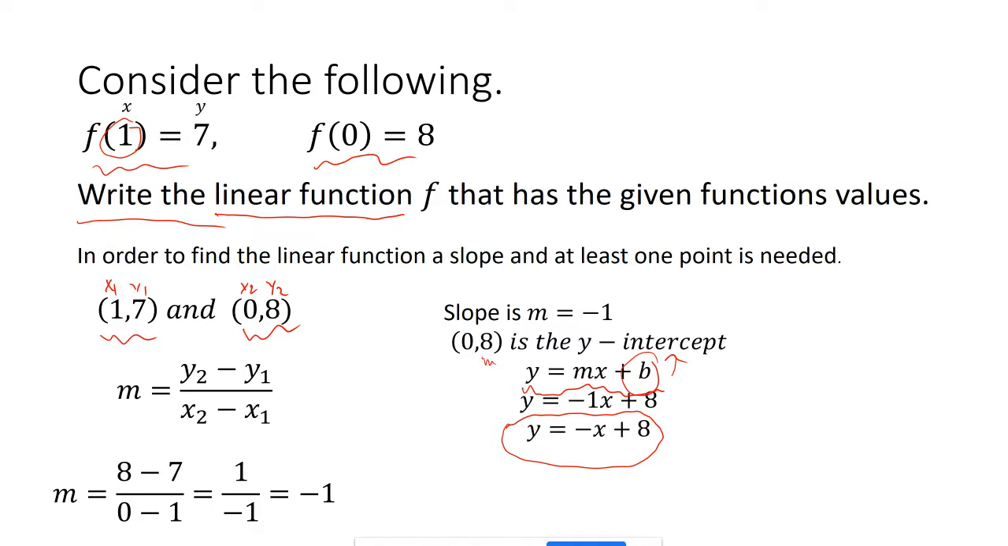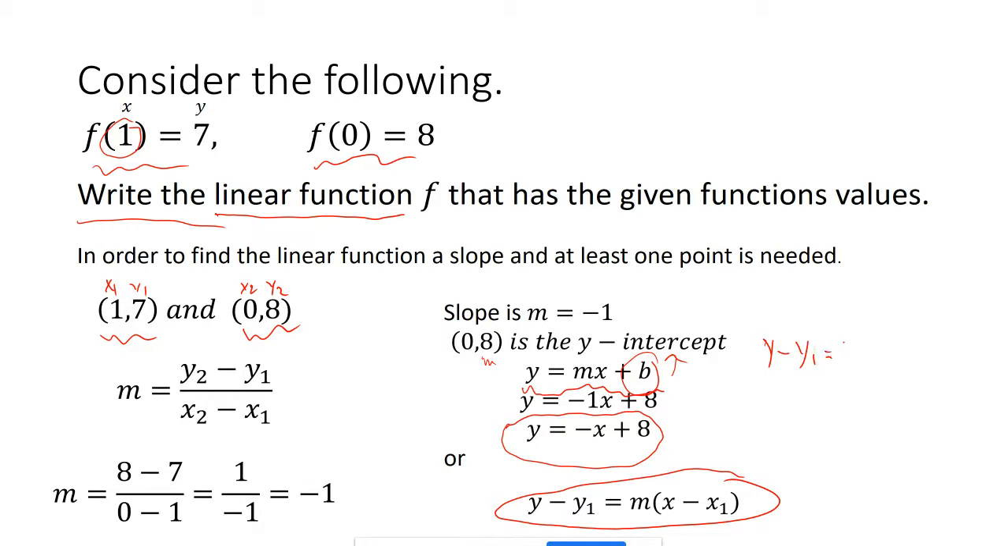And so if I just simplify a little bit, then this is going to be my equation. Okay. If you forget about the y-intercept, that's not a problem. You can always use y minus y1 equals m times x minus x1 and plug in the values. Okay, so that would look something like this. So let's say I pick this point here, then my y is 8, my slope is -1, x1 is 0.